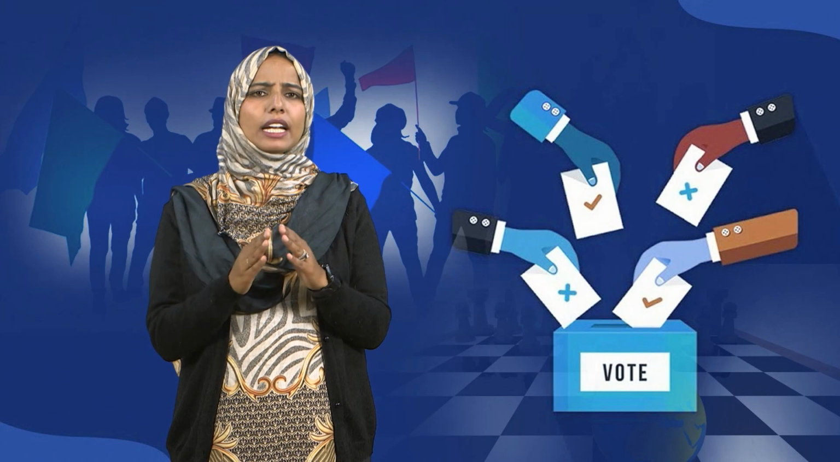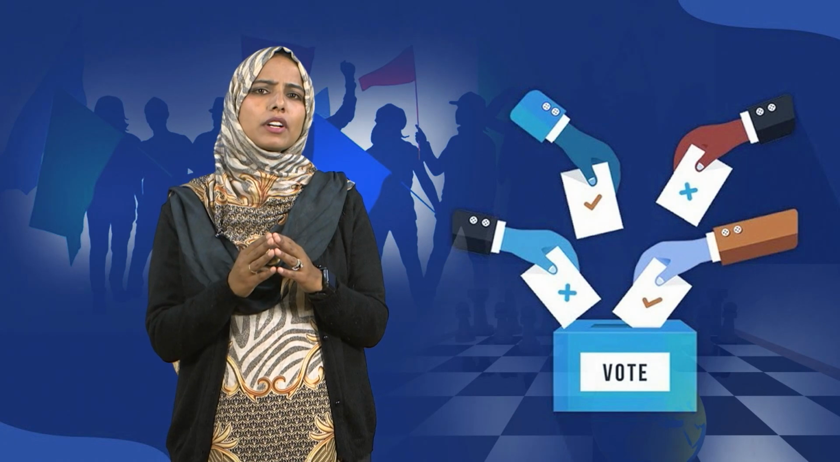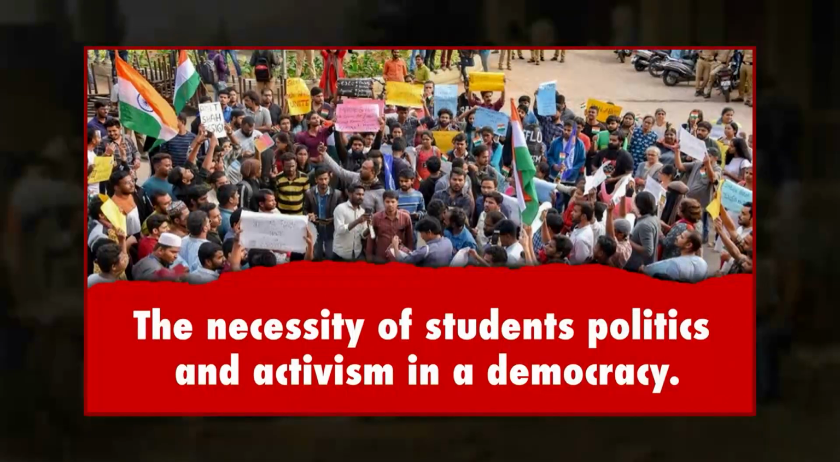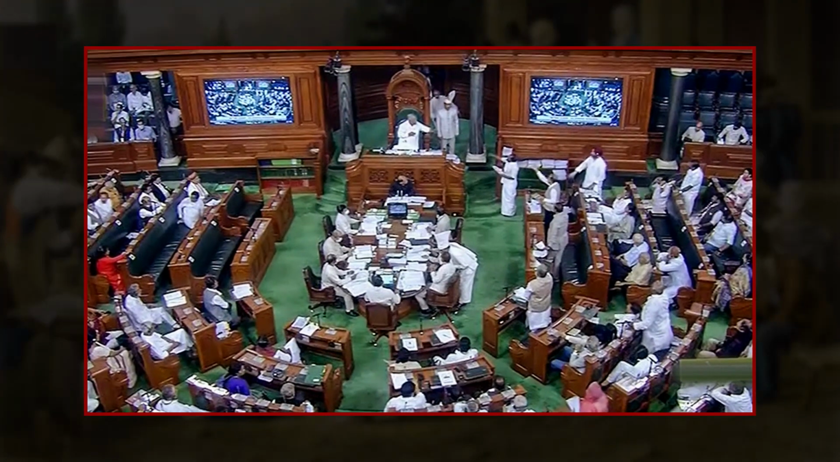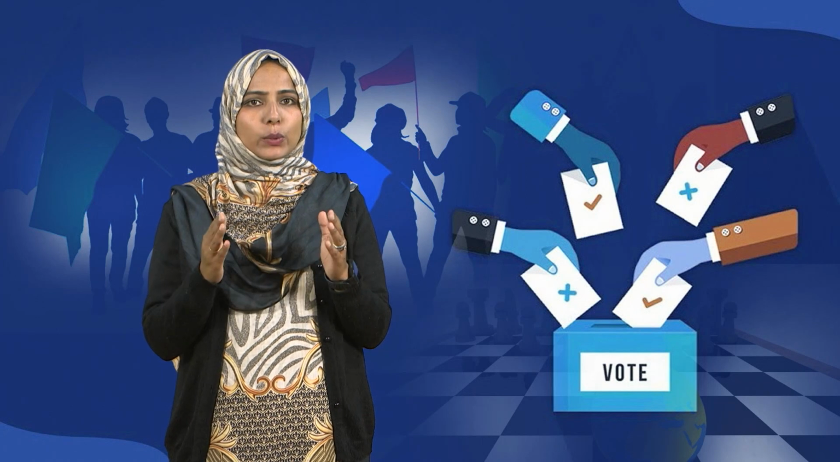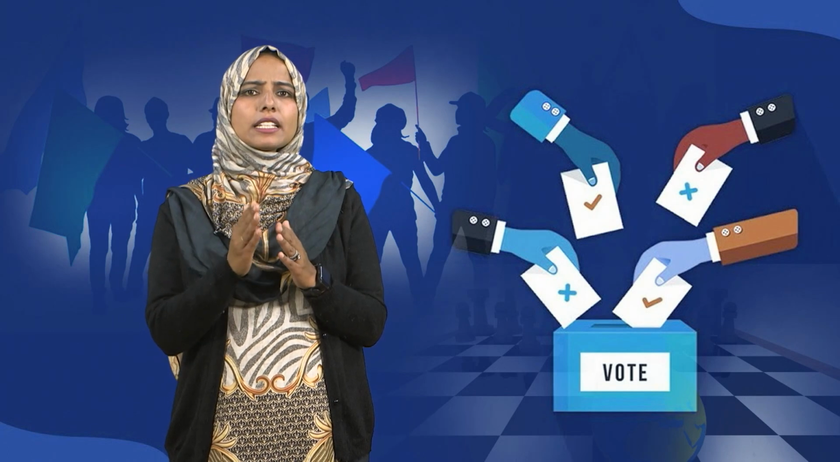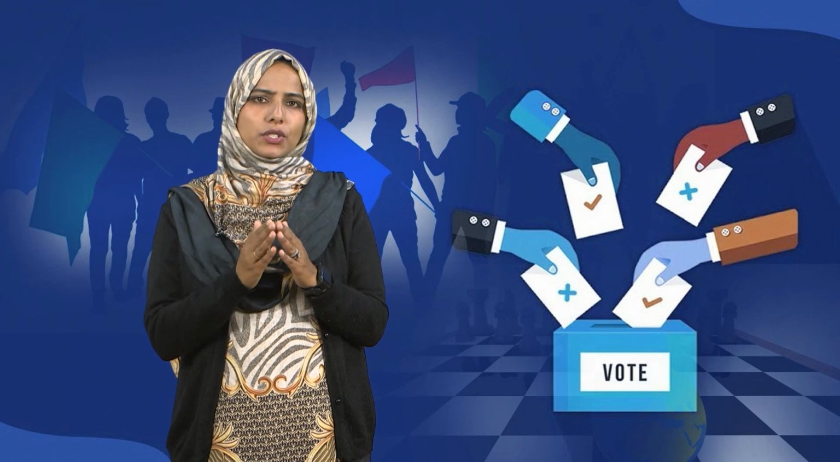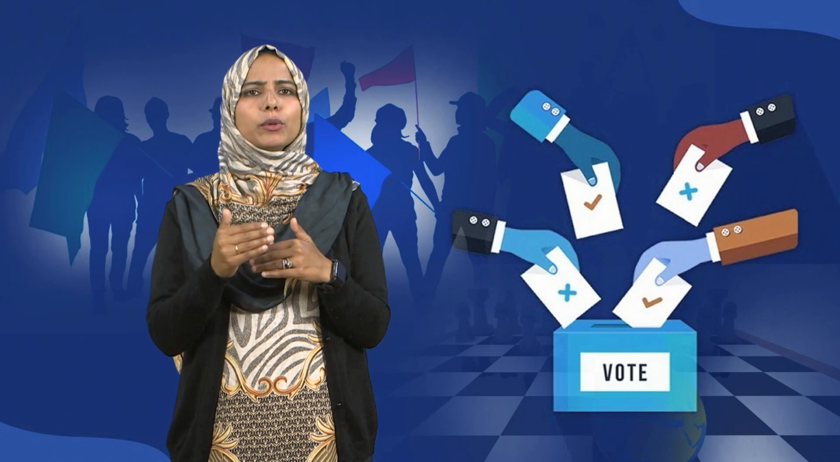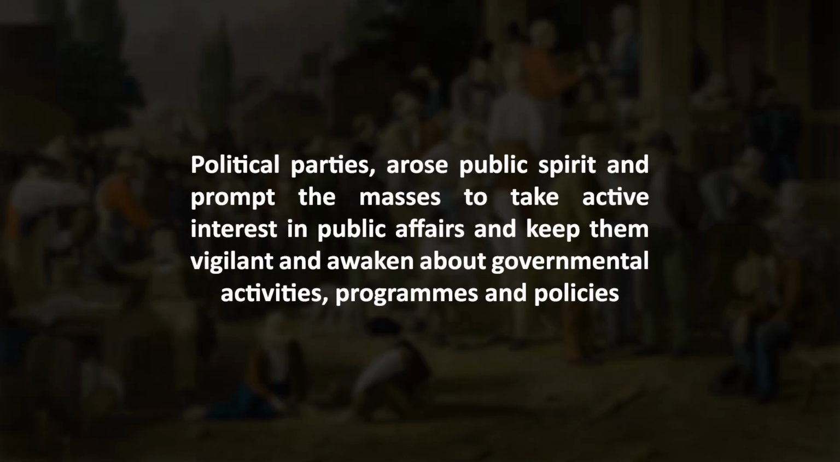The masses in general are indifferent and apathetic towards the business of government. But if this ignorance of the masses is allowed to continue, the popularity of government would decline and it would meet a tragic end. The increasing propaganda and activities carried on by the political parties in favor of their candidates and against the candidates and programs of the opposition, therefore, prove highly informative to an average voter. The political parties thus arouse a public spirit and prompt the masses to take active interest in public affairs and keep them vigilant and awakened about governmental activities, programs and policies.